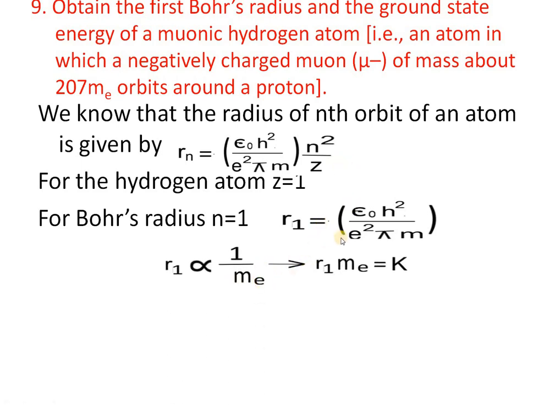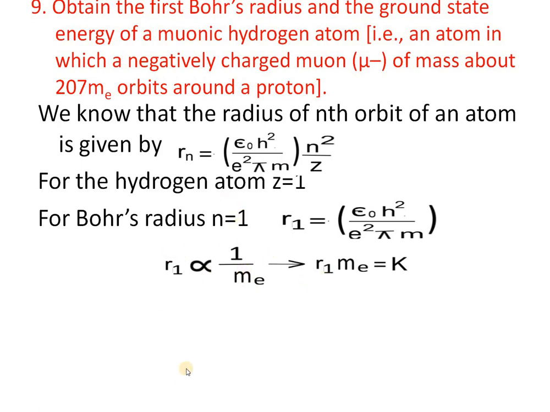Now if you see, epsilon naught, h, e, and pi are constants, but m is not constant. m varies because in the hydrogen atom m is the mass of the electron, but in the muonic hydrogen atom, the mass of the negatively charged particle is 207 times the mass of the electron. So we can write the relation R1 proportional to 1 by m, where m is the mass of the electron or the mass of the charged particle.